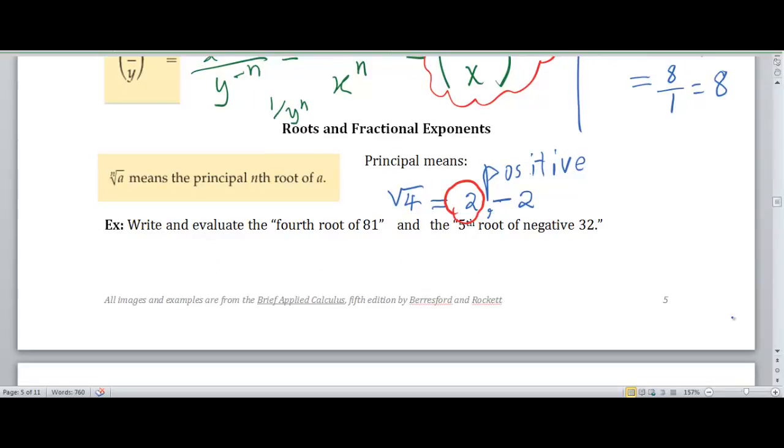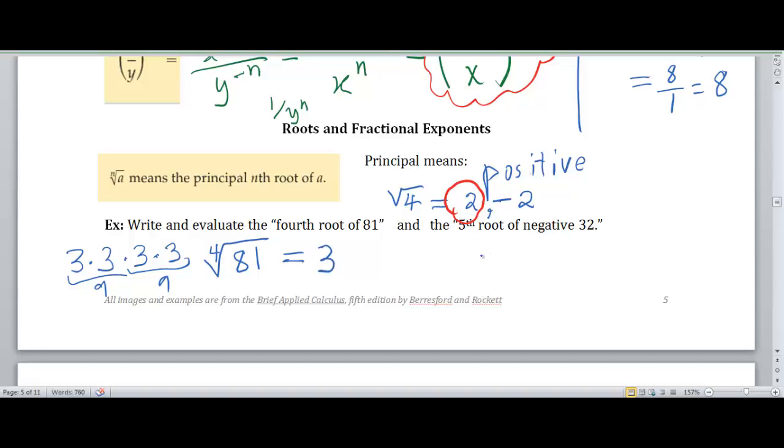So it says write and evaluate the fourth root of 81. So the fourth root of 81 is, let's see, so I'm thinking to myself, what number do I have to multiply 4 times to get 81? Well, I know 3 squared is 9, so let me think about that. 3 times 3 is 9. If I add another 3 and multiply another 3, I get 27, then 81. So the fourth root of 81 is 3. Again, we're only looking at the positive root.